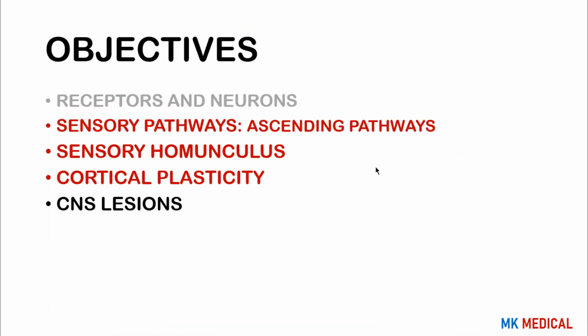So in our previous review lecture video, we looked at receptors and neurons. We looked at the different types of receptors: mechanoreceptors, pain receptors, temperature receptors. We also looked at the different neurons and the classification of the neurons, the parts of the neurons that are essential for this topic. Now, if you haven't yet understood that video, this will sound like Greek to you. So please pause the video at this moment and go and watch that video right now.